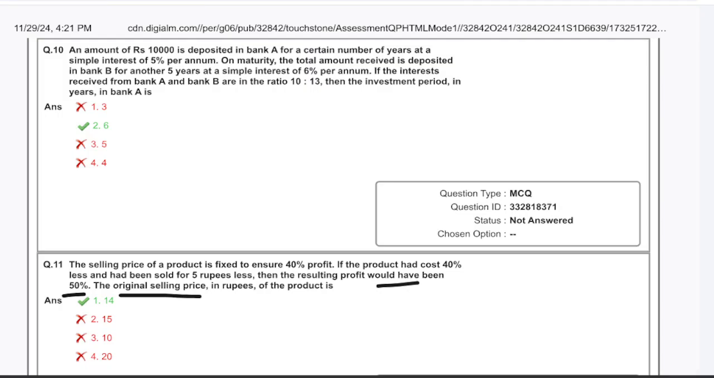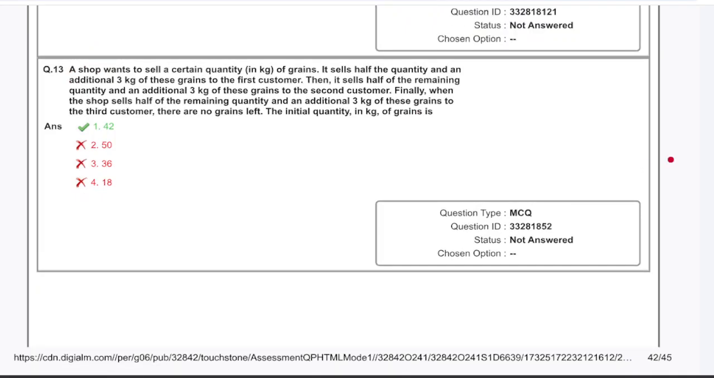It says a shop wants to sell a certain quantity of grains. It sells half the quantity and an additional 3 kg of these grains to the first customer. Then it sells half of the remaining quantity and an additional 3 kg of these grains to the second customer. Finally, when the shop sells half of the remaining quantity and an additional 3 kilograms of these grains to the third customer, there are no grains left. Now, this is kind of logical games. Now, this is again very easy.